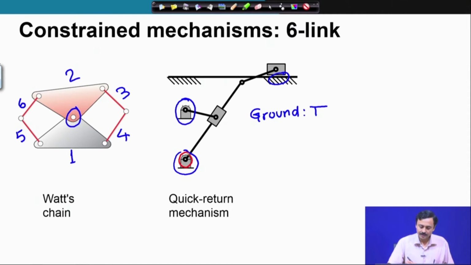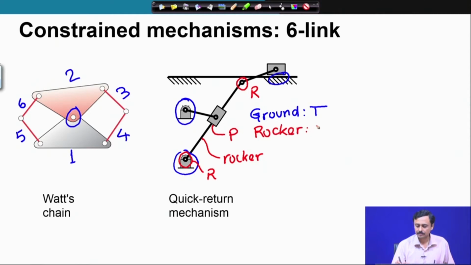You see, on this rocker there is this kinematic pair revolute, here there is a prismatic. So, this is a revolute, this is a prismatic, and here there is a revolute. So, this rocker is also a ternary link. Therefore, these are the 2 ternary links, and both are connected at this kinematic pair. So, that is a Watts chain.